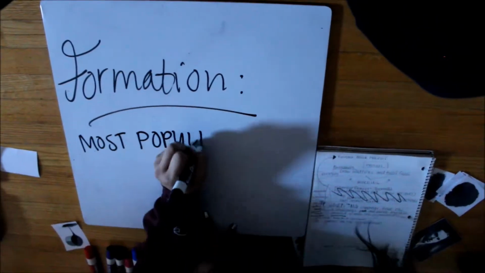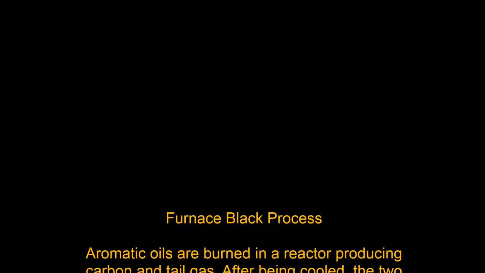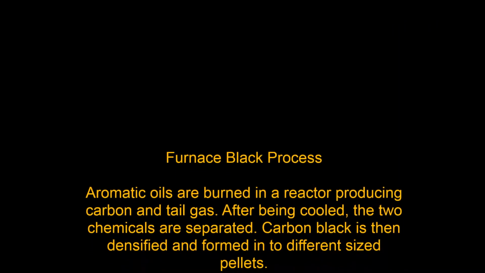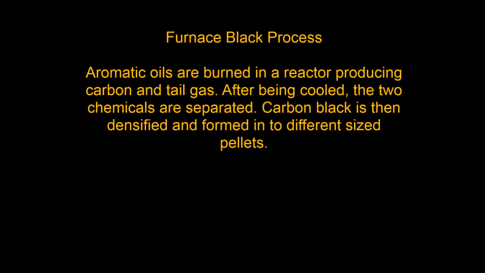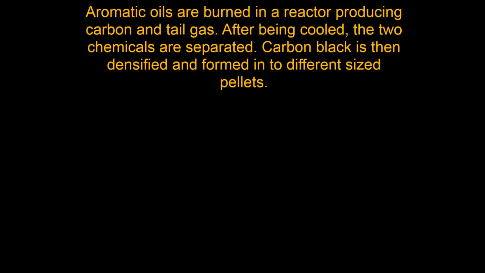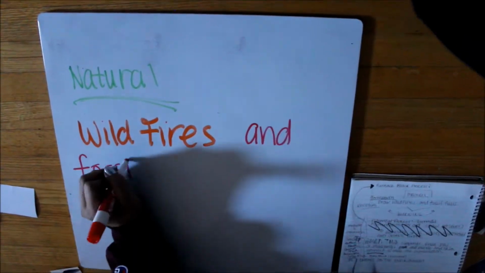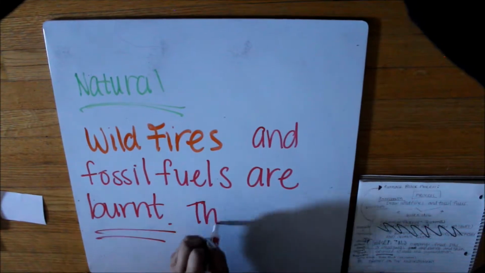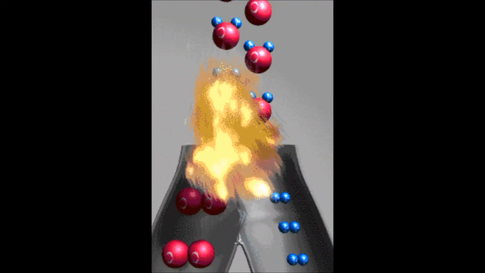As for the formation, the most popular known one is the furnace black process. In the furnace black process, aromatic oils are burned in a reactor producing carbon and tail gas. After being cooled, the two chemicals are separated. Carbon black is then densified and formed into different sized pellets. And naturally, the most common process is when wildfires occur or fossil fuels are burnt. The residual would be soot.